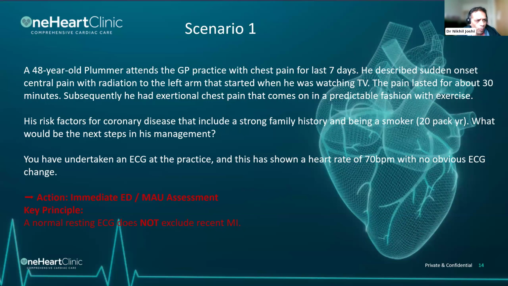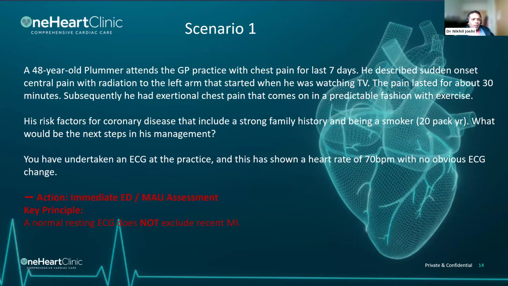So first scenario is a 48-year-old plumber attends the practice with chest pain for 7 days. Describes sudden onset chest pain relating to the left arm while watching TV. So pain at rest. Pain has lasted for about 30 minutes in total. And subsequently, he complains of exertional chest pain that comes on in a very predictable fashion after exercise. He has a risk factor profile that includes a strong family history and being a smoker of about 20 pack years. So what are the next management steps?